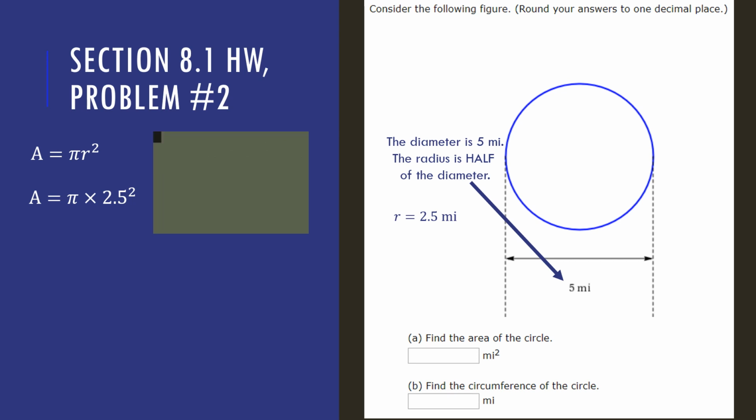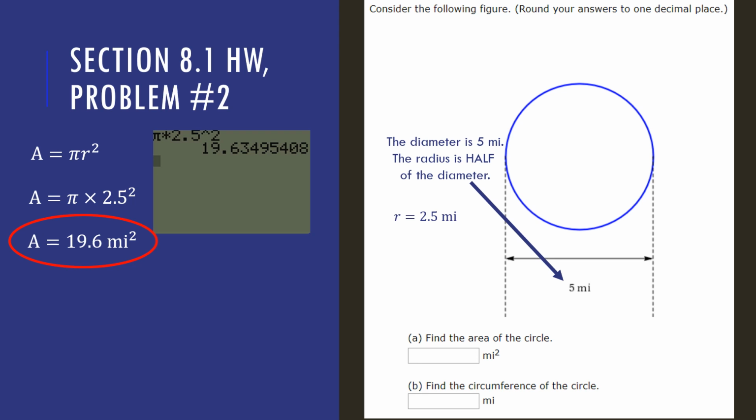Alright, so pi times 2.5 squared, I'll let it run through that again. Pi times 2.5 raised to the second power equals 19.63. Alright, this said round to 1 decimal place, so this is 19.6 miles squared. Remember, area is always square units.